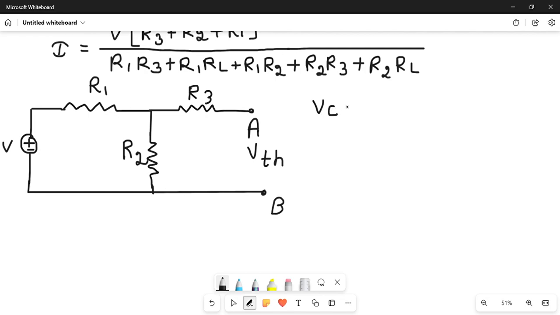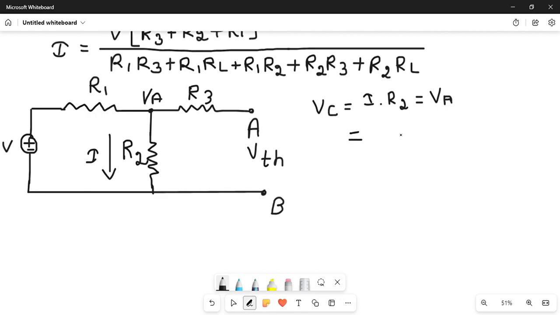Now we are supposed to find out the VC, that is the voltage across the terminal, which is nothing but I into R2, which is also equal to VA, right? How VA? This is the voltage VA present over here, and that VA is equal to I into R2 because there is a current I flowing over here, which is into R2, right? Now here you can see that.